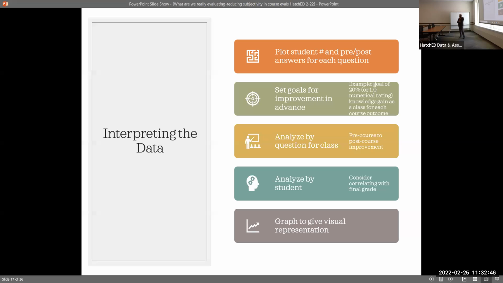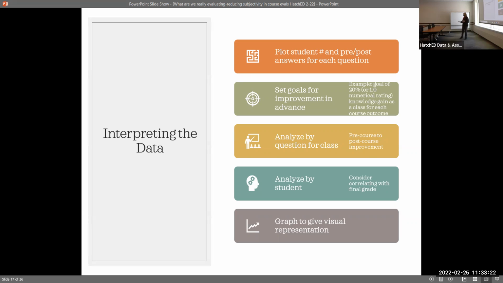I also have looked at this from a non-student perspective, and I've looked at it per course outcome. And I've also looked at it overall. If you take all of the course outcomes and combine them together and average them, how am I doing? So there's a lot of ways you can slice and dice the data here and get out of it what you want. I like to set goals for my improvement from pre to post course in advance. So for me, I like at least a 20% knowledge gain pre-course to post-course on the 5-point scale. So I want them to go up at least one number.